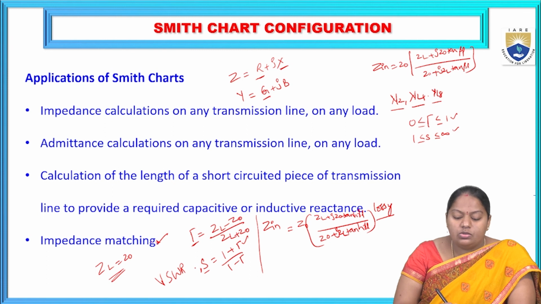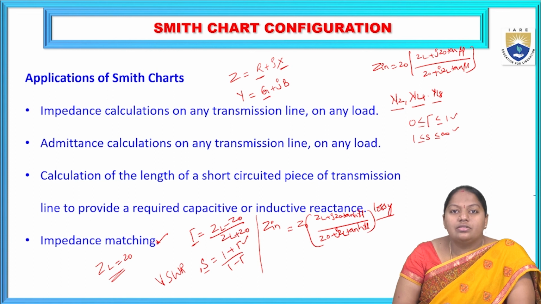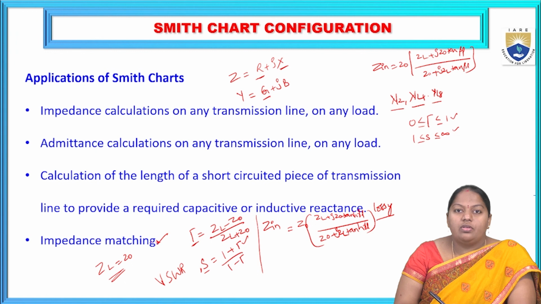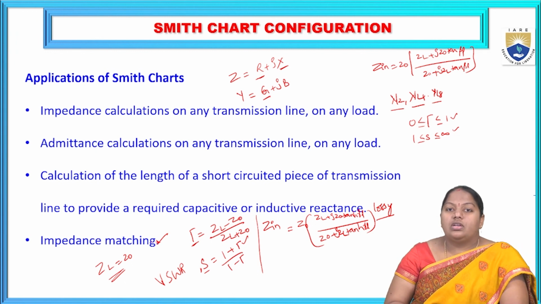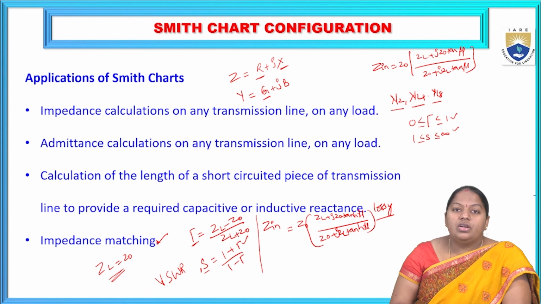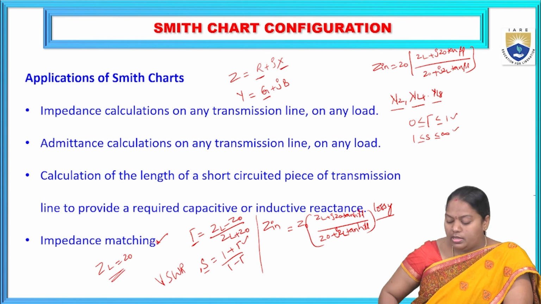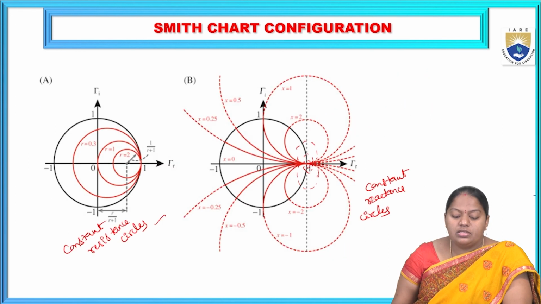So what we have discussed in this lecture is the continuation of Smith chart configuration part 1. We discussed how to draw the constant resistance circles, and how constant reactance circles are drawn for different values of reactance. Similarly, for different values of R, we drew the different constant resistance circles. If you combine the two, it looks exactly like the impedance chart.